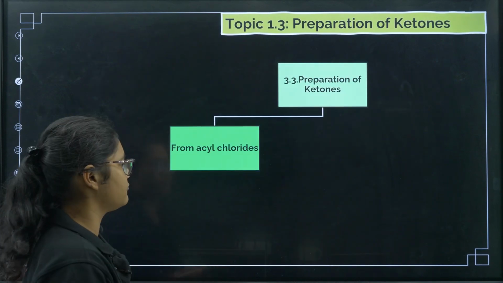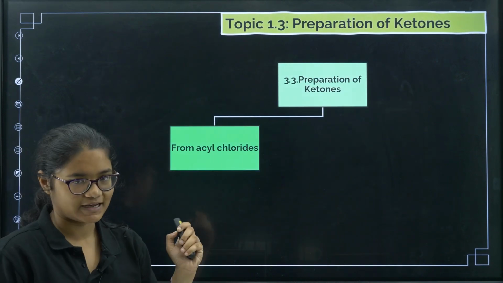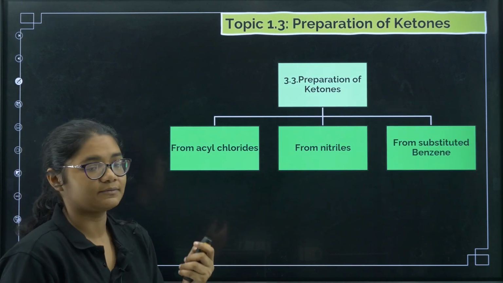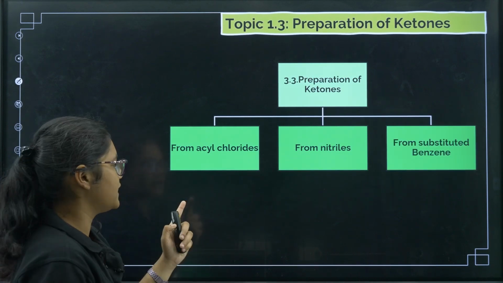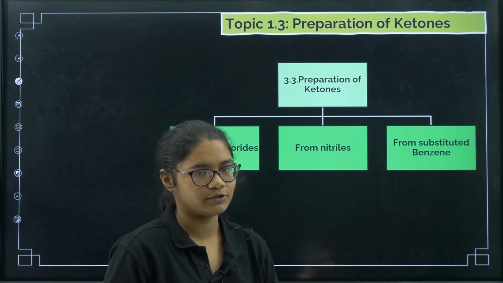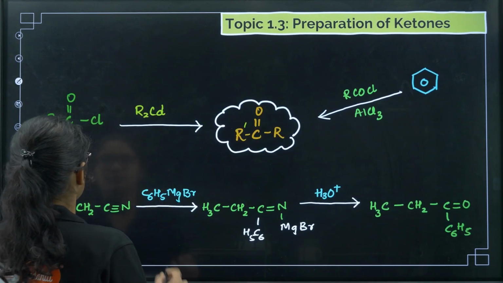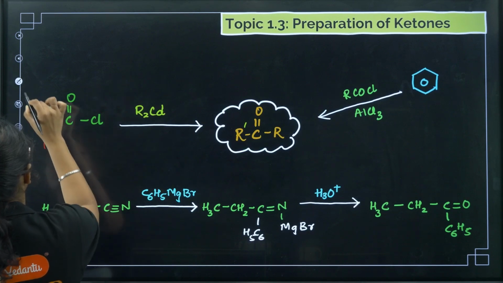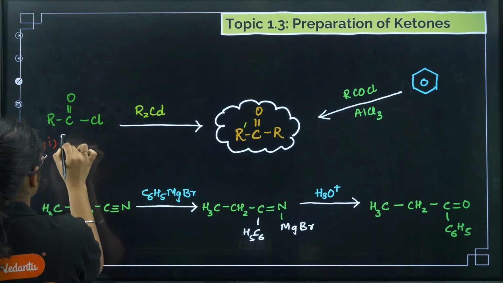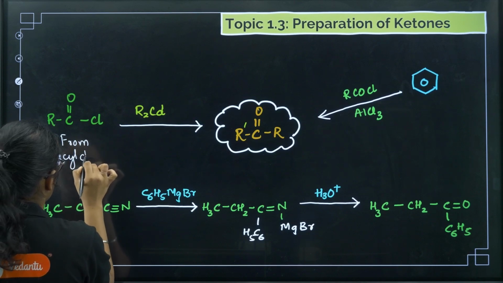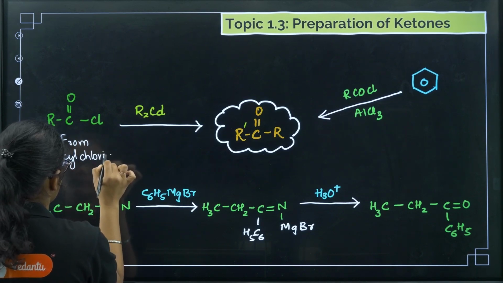In preparation of only ketones, we have first one from acyl chlorides, next we have from nitriles, and then we have from substituted benzene. Okay, acyl chlorides, nitriles, and from substituted benzene. So let us see these reactions now. The first one is from acyl chlorides.